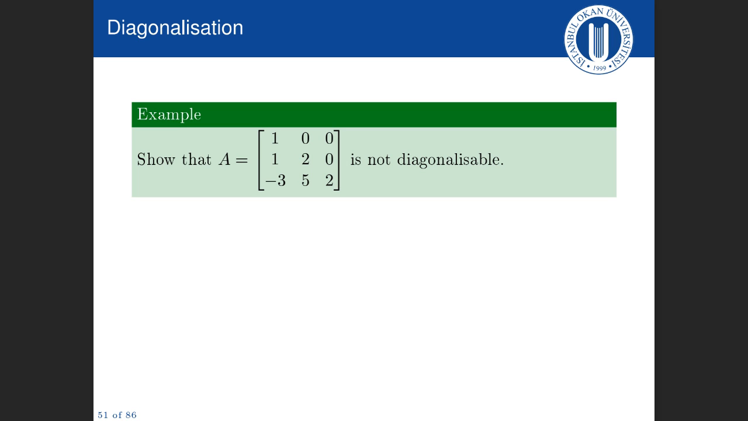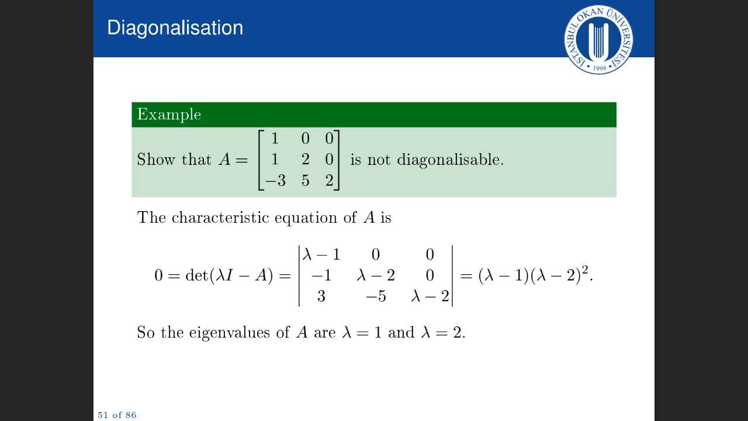Another example: show that this 3 by 3 matrix is not diagonalizable. First, we need the eigenvalues and the eigenvectors. So what we do, we take our characteristic equation, 0 is equal to the determinant of lambda I minus A, calculate this and factorize it to lambda minus 1, lambda minus 2 squared, and then we can see that the eigenvalues are 1 and 2.